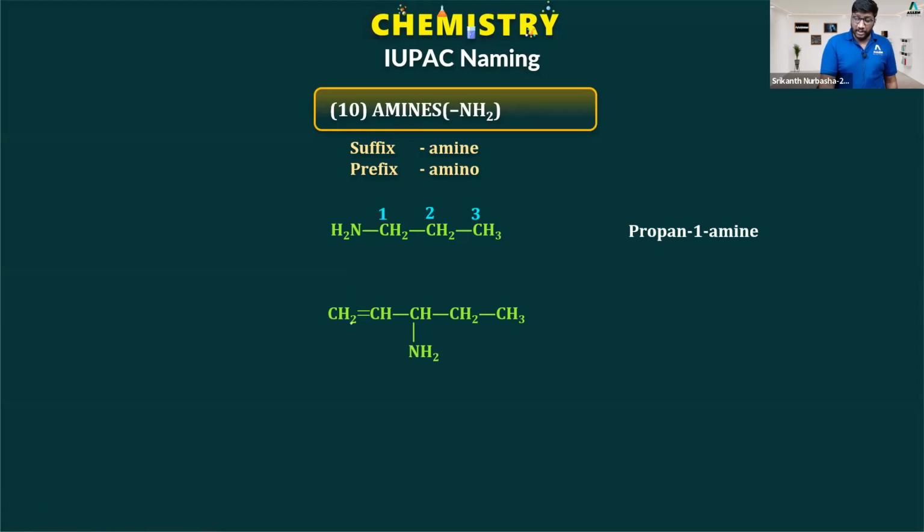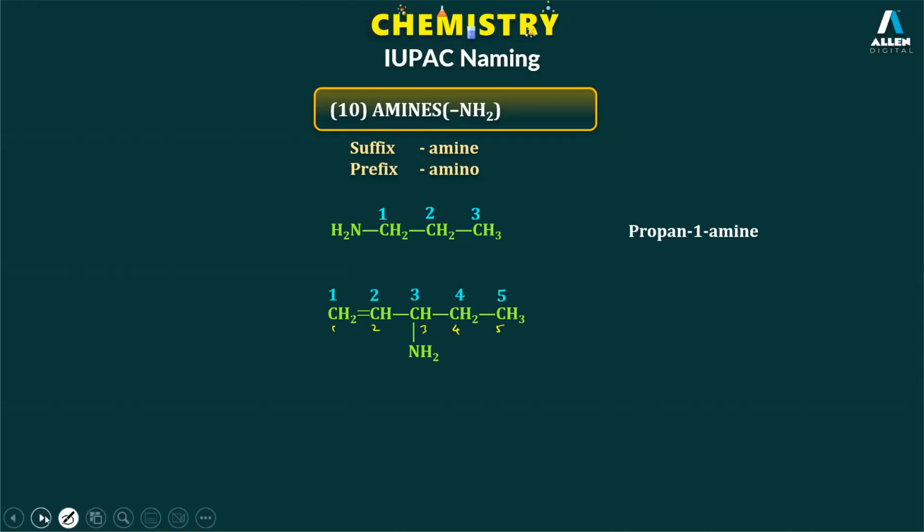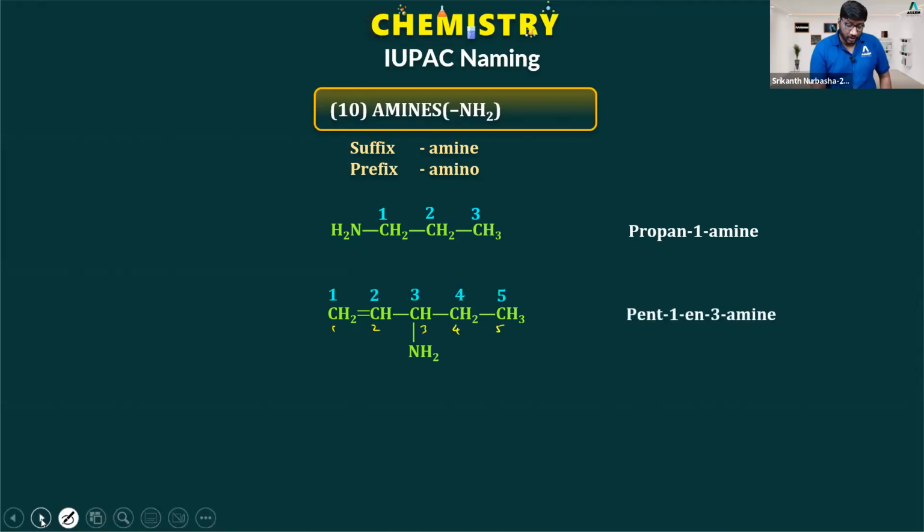Here, obviously, you have to give numbering in this fashion: 1, 2, 3, 4, 5. If you give the numbering the other way, you also get the third position for NH2. So it doesn't matter. You have to give the numbering based on the C double bond C system because NH2 is on the third position either way. So what is the name going to be? Pent-1-ene-3-amine. Pent-1-ene-3-amine, that is going to be the correct name.